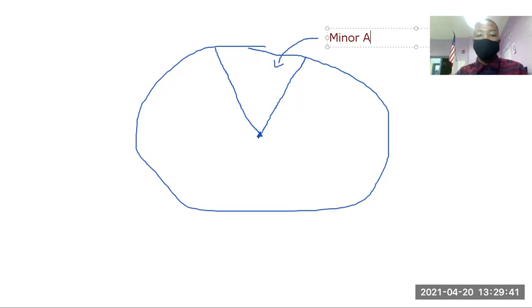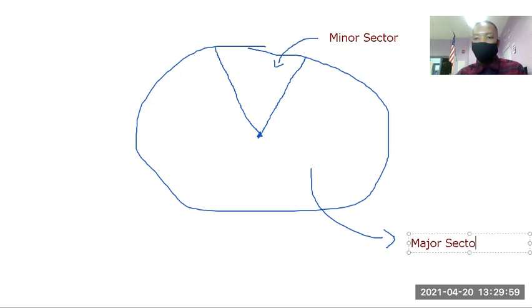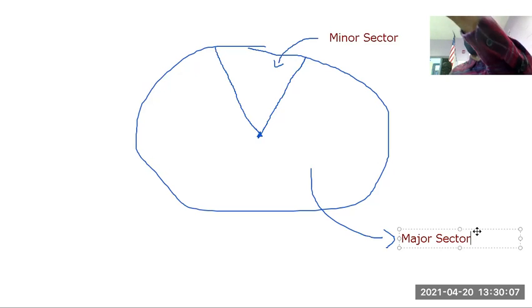It's called the minor sector. So if that side is the minor sector, then this side is the major sector. The smallest one is the minor and the biggest one is the major.